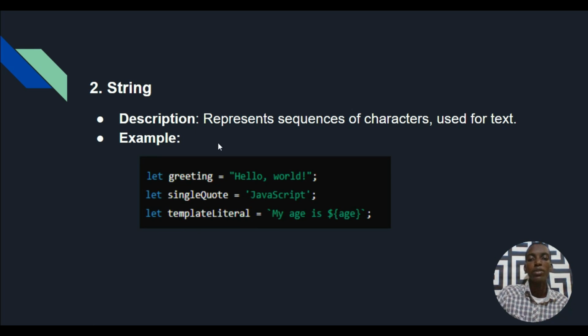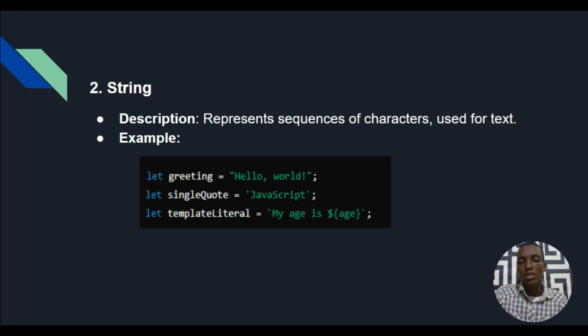So the next one after numbers, we have what? String. Now this is where I use in doing when I wrote two quotes and wrote what I need. So the string represents sequence of what? Characters used for what? Used for text. An example, we say what? Look at the first one. We have let greeting equal to what? Hello world. You can see there I'm using what? A double quote. I see that you're using a double quote or you're using what, a single quote. Now you can see the other one say let single quote equal to what, JavaScript, right?